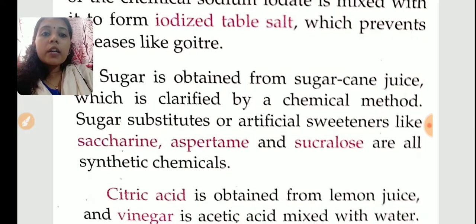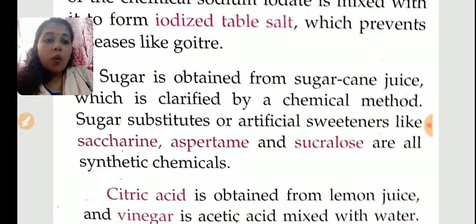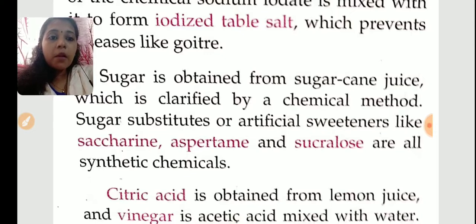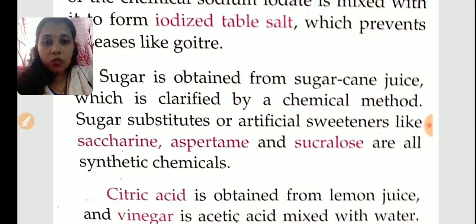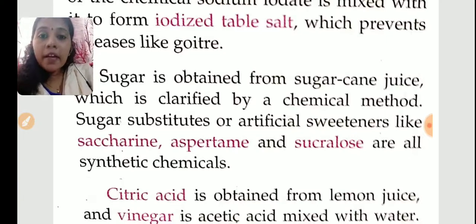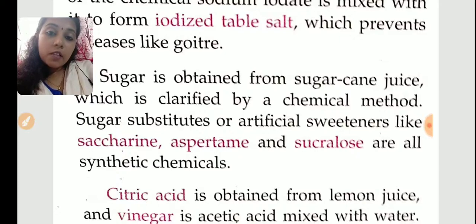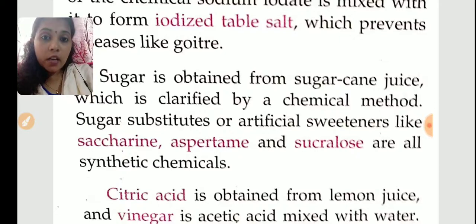Sugar is obtained from sugarcane juice, which is clarified by chemical methods. Sugar substitutes or artificial sweeteners like saccharin, aspartame, and sucralose are all synthetic chemicals. So these are all chemicals used for the manufacturing of sugar. From which plant are we getting sugar? We are getting sugar from sugarcane juice.